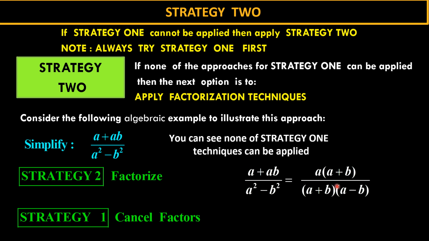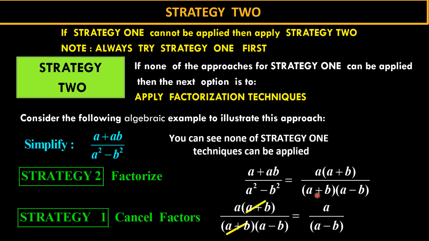Remember, it's factors that you cancel, not terms. So I cancel the a plus b with the a plus b factor there, right? And then I now have simplified it as a over a minus b, right? Just the question here. Can this a be cancelled with that a? No, because this is a term and you don't cancel terms. You always cancel factors there. So if you cannot apply strategy 1, the next option is you try to do factorization.